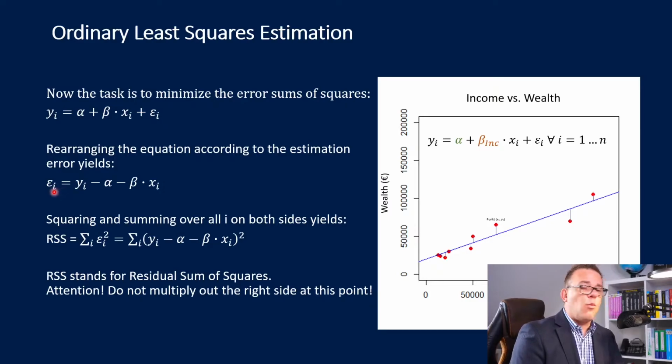Since this is only for one data point, for the ith data point, can be the first, can be the second, but it's not for all of them, we have to do that for all data points.